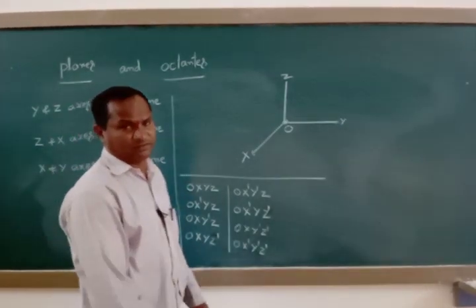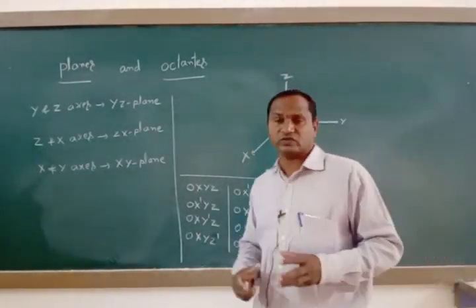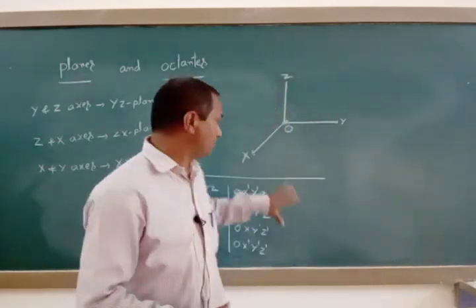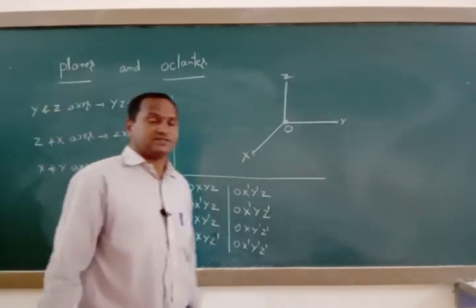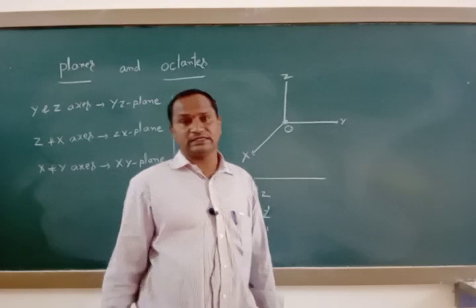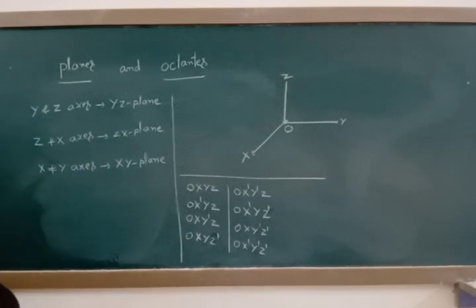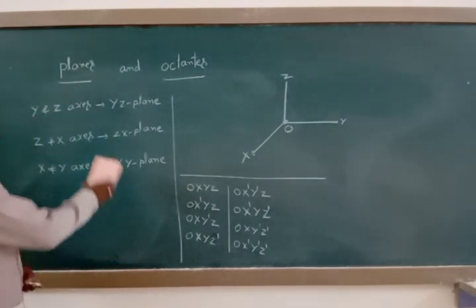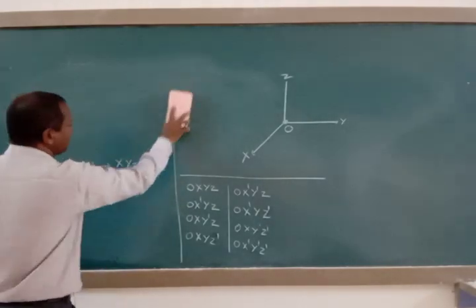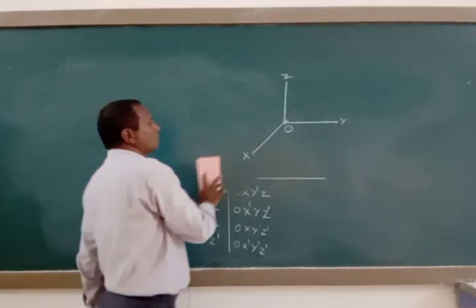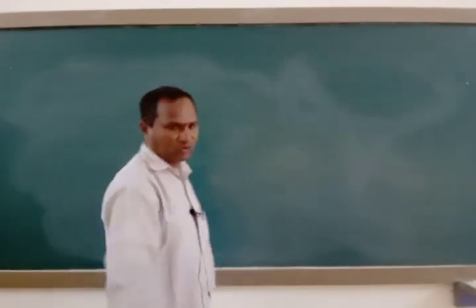But in all 8 octants, what are the signs of the coordinates of a point? About that also we must discuss here. 8 octants, and I told about planes also. Finally, the space is divided into 6 planes and 8 octants. But now we will discuss how we can allot the signs to the coordinates of a point, corresponding to the octants here.